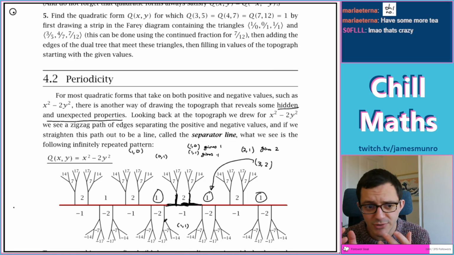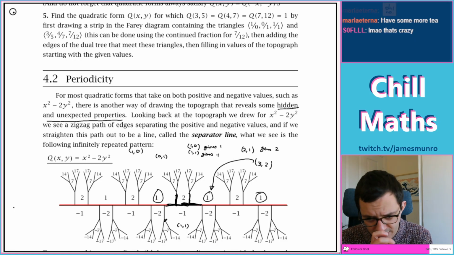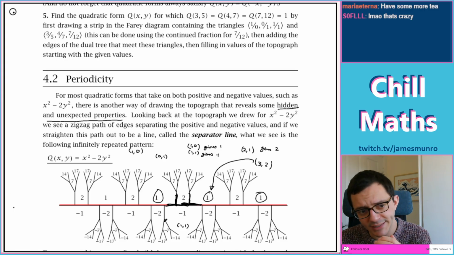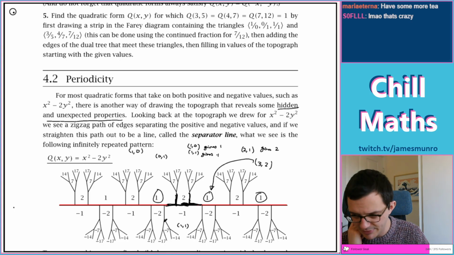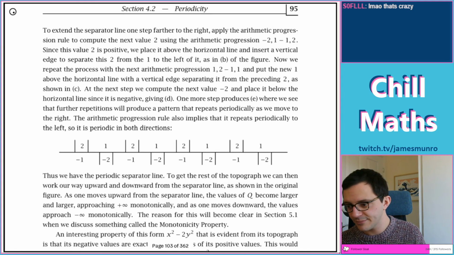And the observation, which we haven't proved, the textbook will do this in the next chapter, is that as you walk along that line through your binary tree, straighten it out into a straight line, you see something periodic. Good, right.